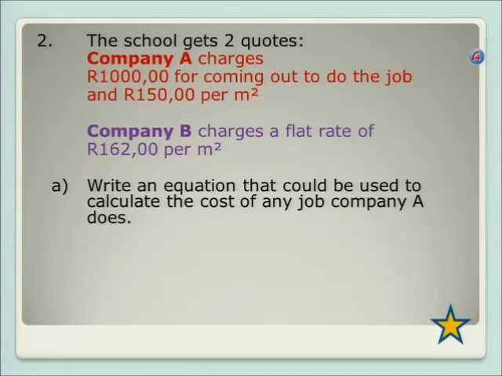Just remember that when it is Company A, when we're talking about 1,000 Rand for coming out to do the job and 150 Rand per square meter, we work out the cost. So you must, and it's an equation, so you must have cost equals something. You can't just write down without having something on the left-hand side of an equal sign and something on the right of the equal sign. So I would start by writing cost of job equals and then write your equation.